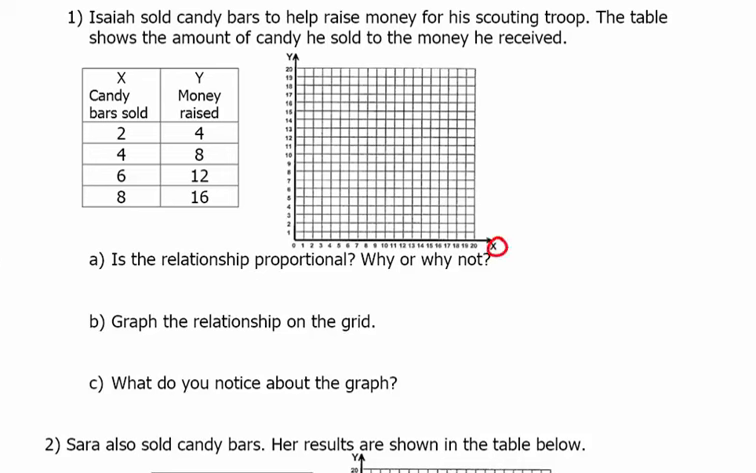The X-axis is down here. This is where the candy bars are going to be. This is the money raised. We're going to label our axes like we're always supposed to, and then graph this. So 2 candy bars is $4. So we go over to 4 on the X-axis, up to 8. 4 and 8, 6 and 12, 8 and 16. And we connect those with a straight line, just like this.